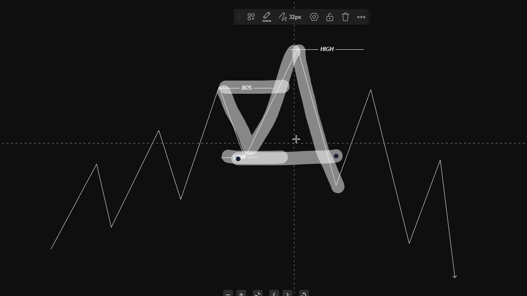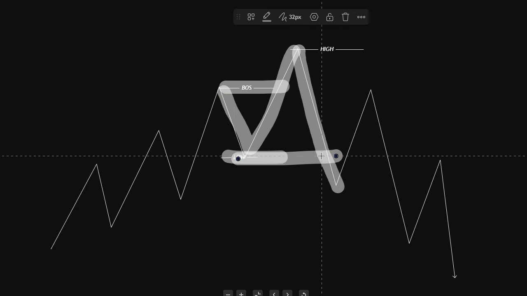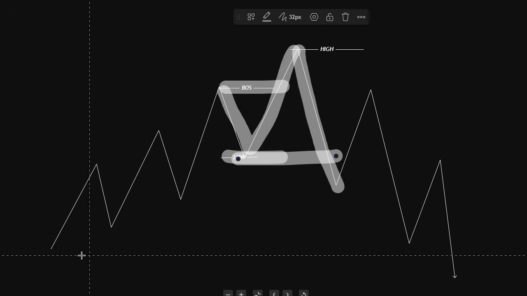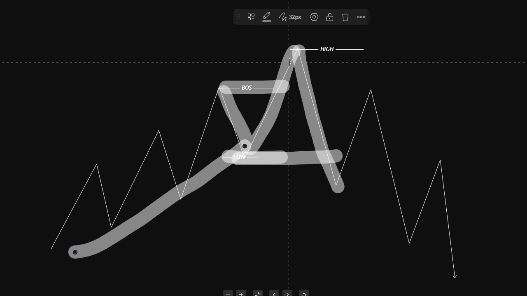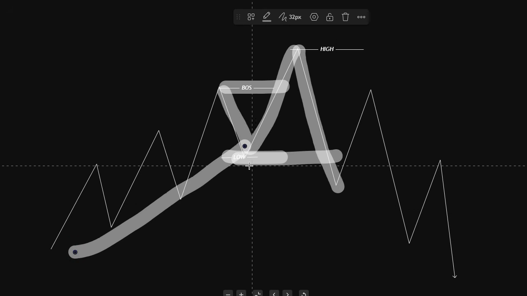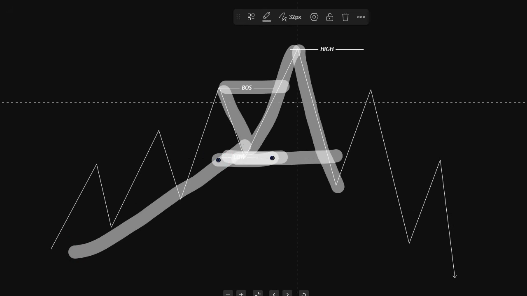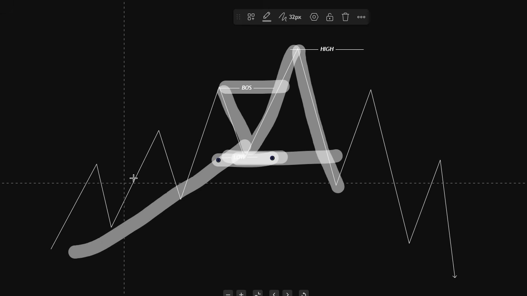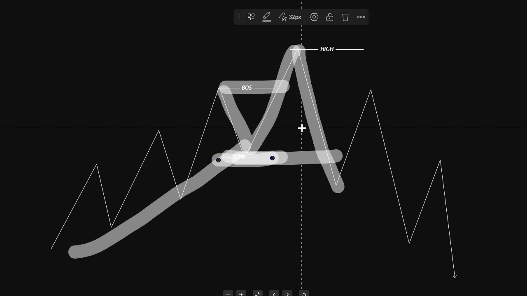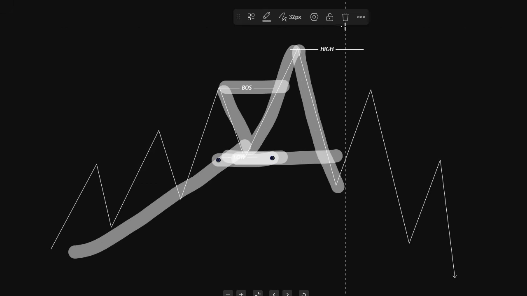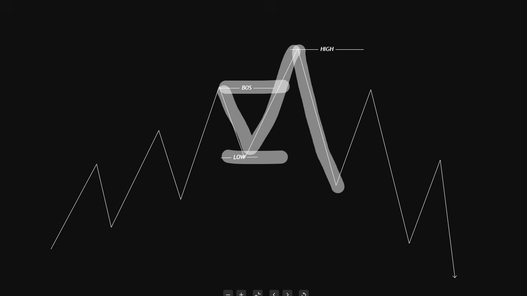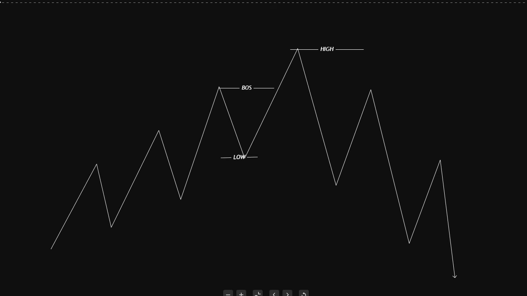So what do we see? We see the change of character, meaning the market was previously shifting to a bullish trend, and now suddenly it went into a downfall and broke the last low. So it means the change of character. The market was bullish previously, and now the market is shifting to bearish. So it means the change of character has happened. Now let me remove this, and we can see the change of character.